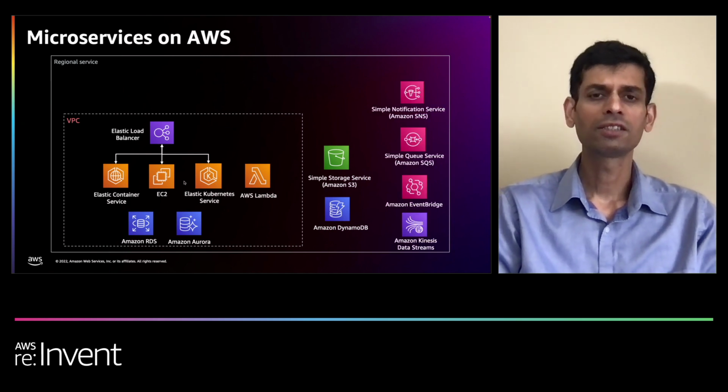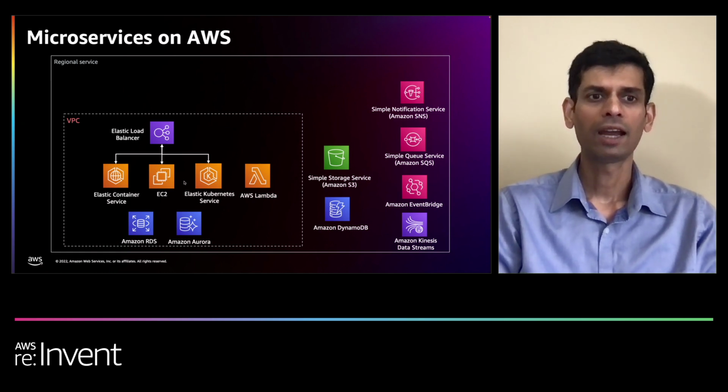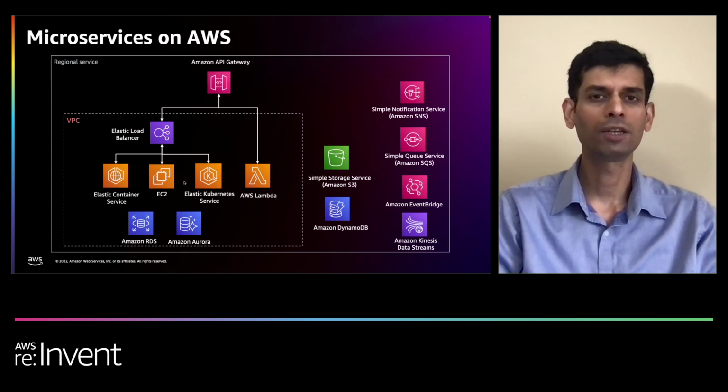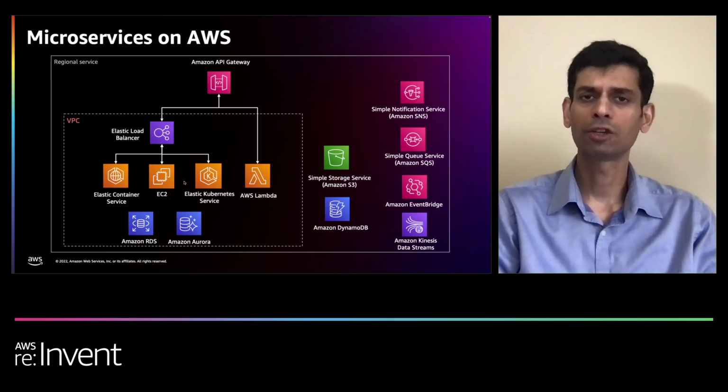Now, there are some messaging services on AWS as well, like Amazon SNS, Amazon SQS, EventBridge, Kinesis Data Streams. All of these help you to build those loosely coupled architectures. And then you can expose your microservices as APIs using Amazon API Gateway, which is a fully managed service which allows your developers to publish and secure APIs.